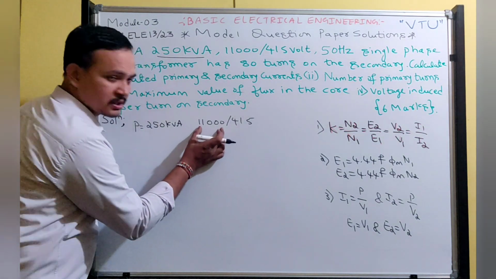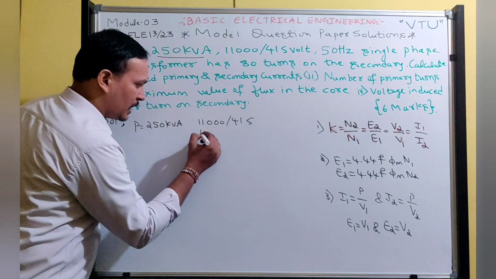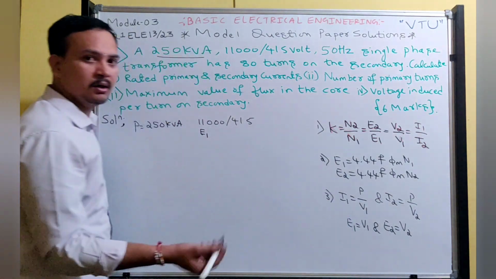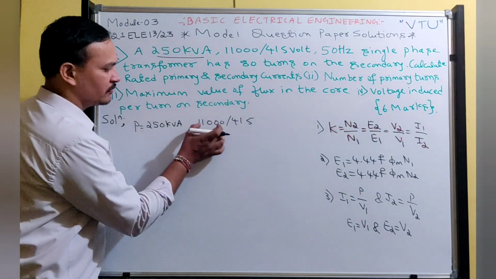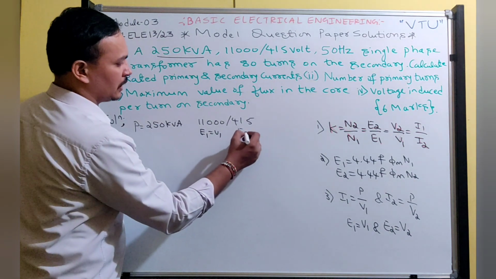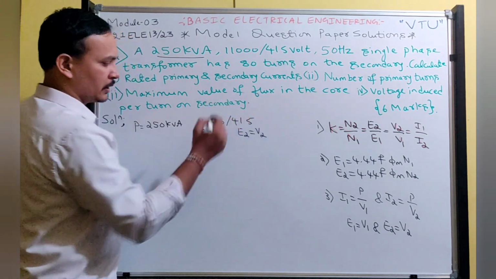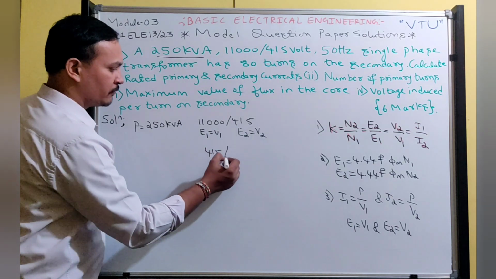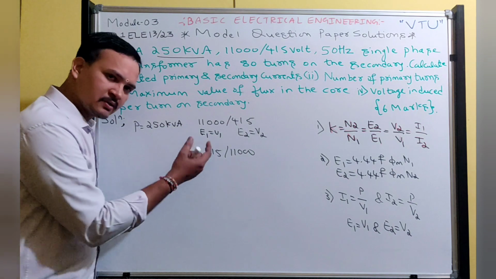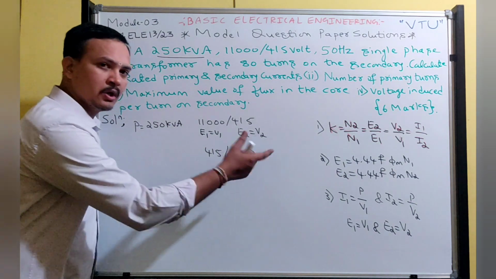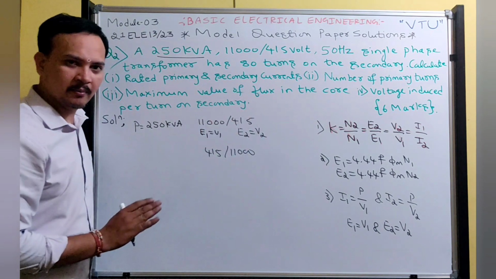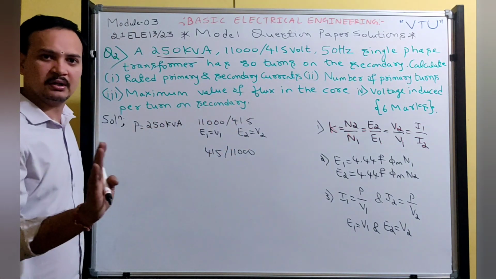The first one is there, right? That is always V1, what I said, that E1 should equal V1. You take this as the V1 value, and the second one is E2, or V2. Suppose they give it like this, 415 by 11,000, what is the V1 voltage? The first one is V1 only, and the second one is V2 only. Got it? First is the primary parameter, second is the secondary parameter. Primary voltage, secondary voltage. Got it?